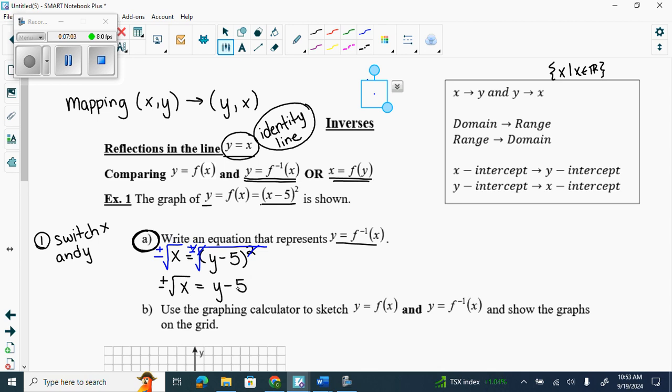How do I get y by itself? Add 5. Now some people will go 5 plus or minus root x. Some might go plus or minus root x plus 5. They're the exact same thing. So you're not wrong either way. Okay? You can either take the 5 and put it in front of the plus or minus sign, or you can put it at the back. Most of the time, they'll put it in front of the plus or minus, so that's what I'm going to do. 5 plus or minus root x.